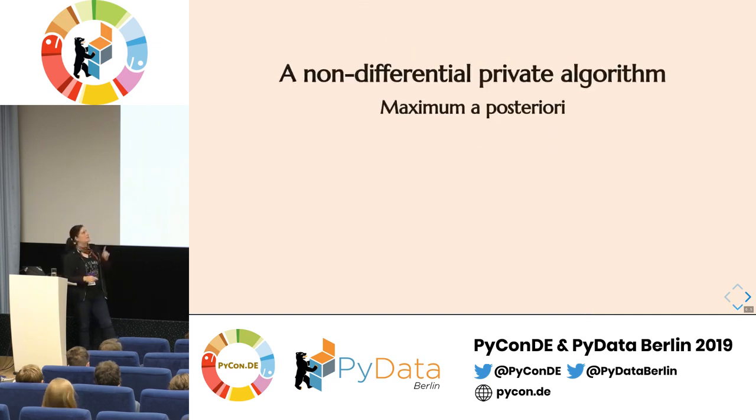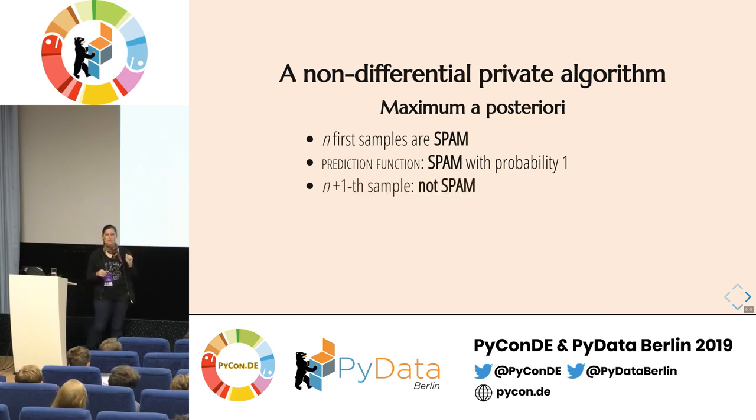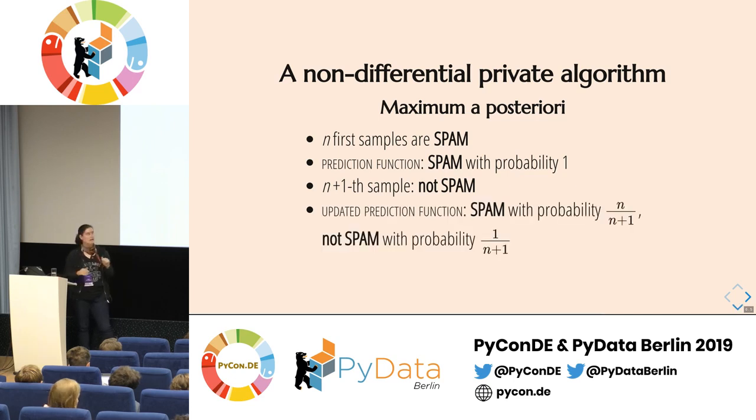Let's take an example which is not differentially private. A very naive thing, maximum a posteriori. As long as you're seeing only spam messages, you classify everything as spam. So that's a really stupid algorithm. But if you start seeing one sample which is not spam, then your algorithm will output something in probability. So you've got some randomness in the output. Sometimes you'll start to output not spam.